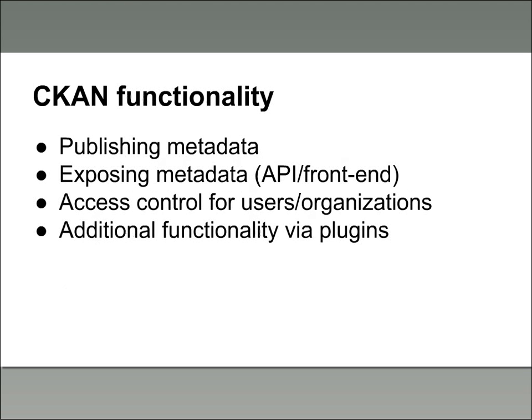So the functionality of CKAN is you can publish the metadata, you can expose it through an API or front end, and there is access control for users and organizations. Access control in the sense that you most likely want everybody to be able to see your datasets, to be able to fetch the data about them, like which format they are structured in and who published them, etc. But you don't want everyone to get edit access, so CKAN gives this out of the box. And there is also additional functionality via the plugins.